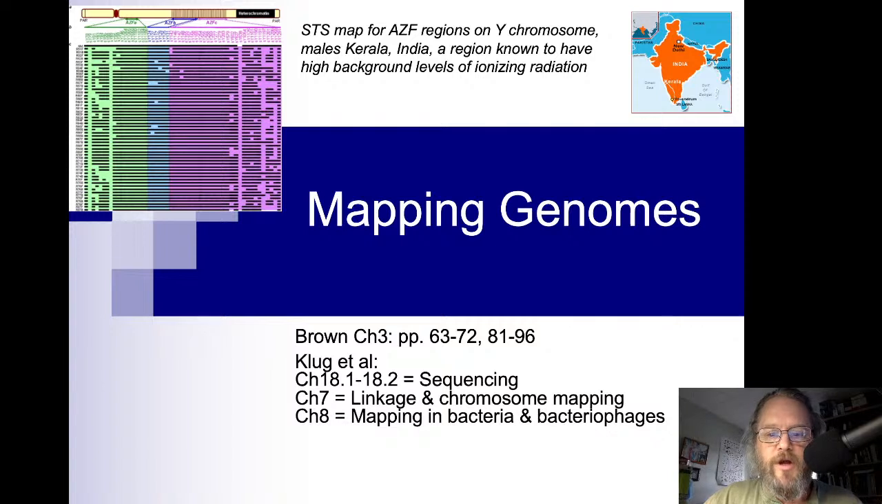And so, again, I recommend you read the entire chapter, right? Paying attention to your bold-faced words, et cetera, the section headers. But for emphasis, the material that I'm presenting is coming out of pages 63 through 72, and then 81 through 96 again. And in keeping with using multiple sources, I'm hoping that you have access to your book from fall. And these are the chapters 7 and 8, and then 18, 1 through 2, which has to do with sequencing. Those are things relevant to genome mapping.